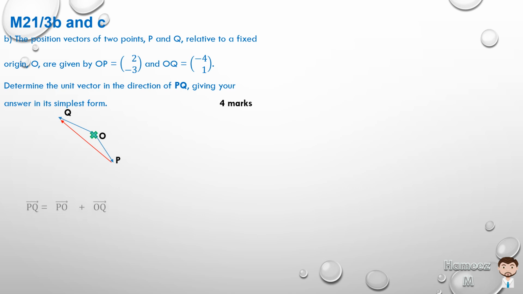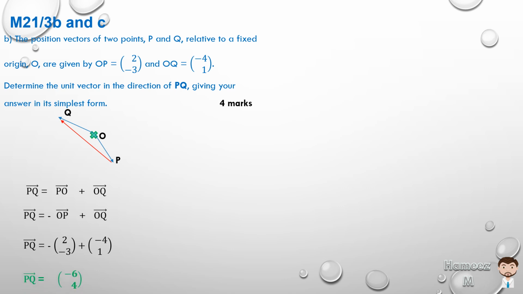How do we go from P to Q? We can go from P to O plus O to Q. And we have the negative of PO, which is minus OP. So we can substitute minus OP plus OQ, which is equal to minus of (2, minus 3) plus (minus 4, 1), which is given above. And that works out to be minus 2 plus minus 4 is minus 6. Minus minus 3 is 3 plus 1 is 4. So PQ would be (minus 6, 4), meaning we're moving 6 units to the left and 4 units up to go from P to Q. And you can see that general idea is happening there.